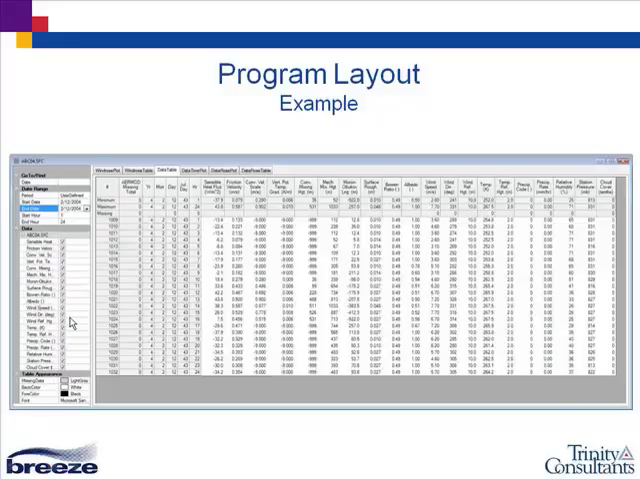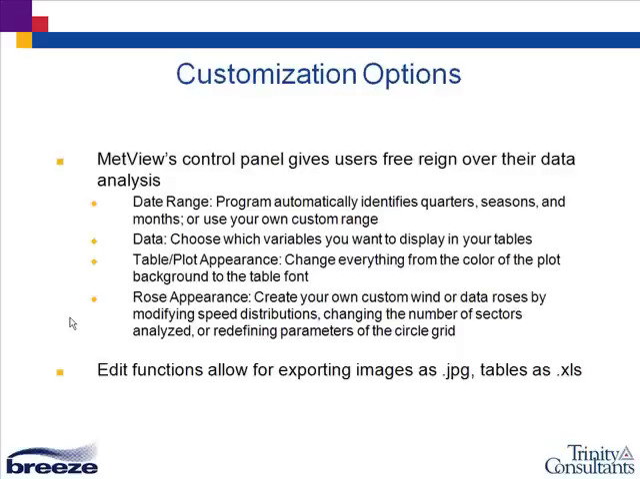That's just a small sample of what MetView can do, though. The unique control panels give users free rein over their data analysis. I've broken down the major categories of the control panel functions here. We have the date range, which lets users choose anything they need. You can make a custom range to look at 1 or 2 hours from a file, or there's a long list of pre-programmed ranges already included, such as quarters, seasons, months, etc.